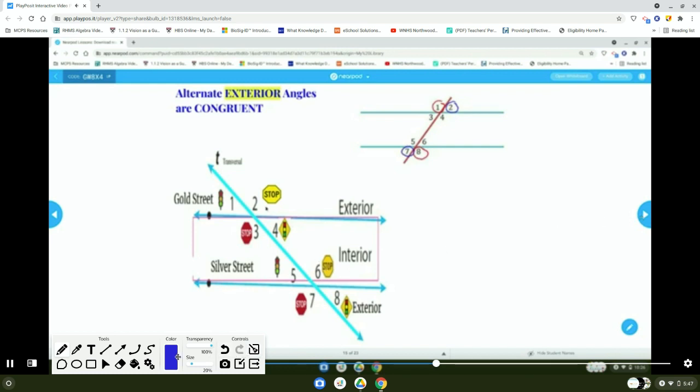We have alternate exterior, like we mentioned. Look at angle 8, hiding from angle 1. These are alternate on the outside. Remember, the jelly is on the inside of the sandwich. So we have 3, 4, 5, 6 are interior. But now we're talking about alternate exterior.